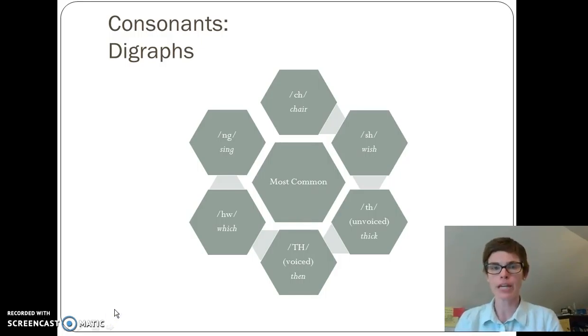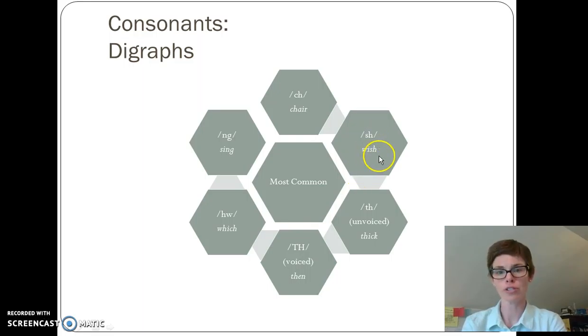Digraphs are different because a consonant digraph is when two letters, two consonants come together, the two graphemes, but they make a completely new phoneme that is different than what those two letters would say one after the other with their primary sound. For instance, CH doesn't say k, it says ch, ch, like in chair. Sh, like wish.